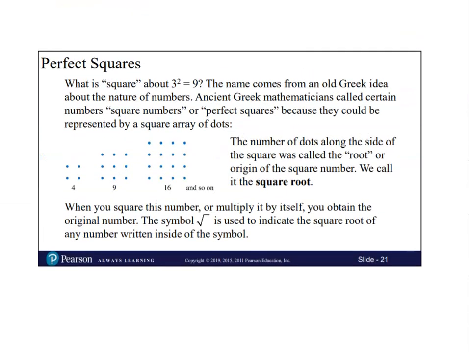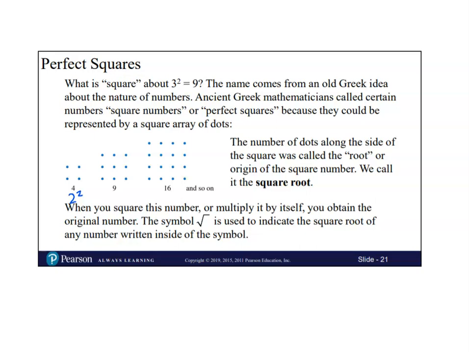What is square about 3 squared? It's a good question. The name comes from an old Greek idea about the nature of numbers. Ancient Greek mathematicians called certain numbers square numbers, or perfect squares, because they could be represented by a square array of dots. So 4 would be 4 dots, which is 2 squared.